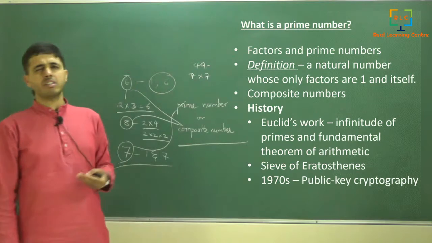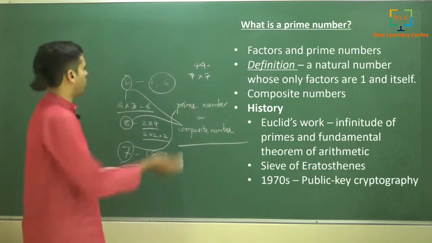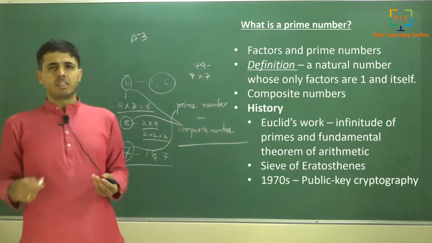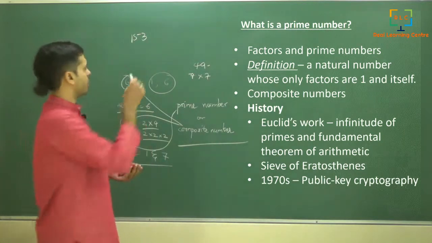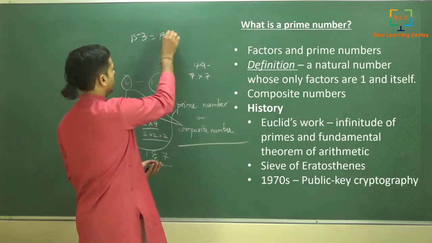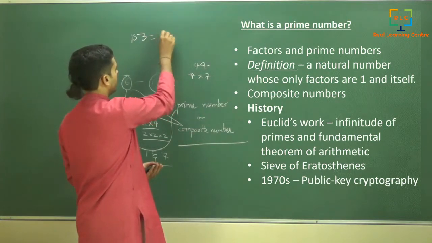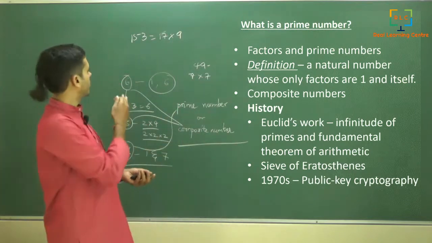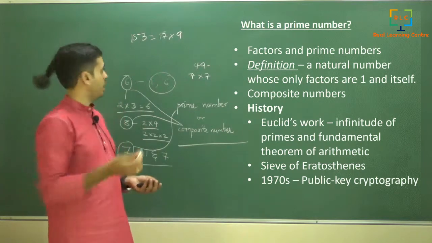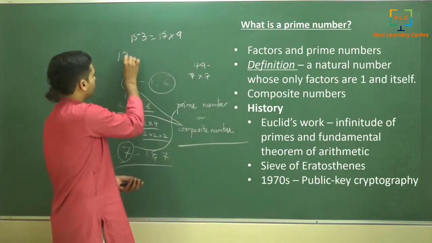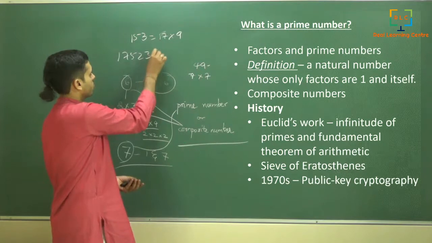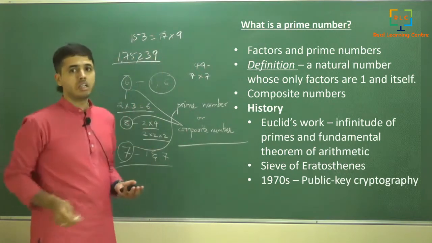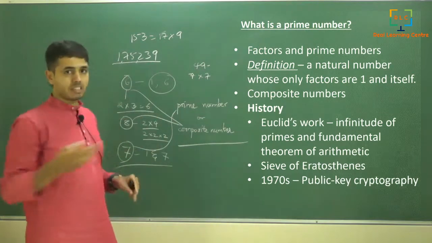Similarly, can you factorize a bigger number, say 153? Well, we need some time to think. Slowly. Yeah, okay, it's 17 into 9. So like this, I go on building, and suppose I give you a big number like this, 175,239. Now, can you find its factors?